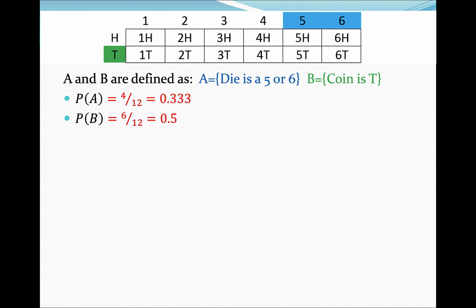The probability of B is basically that bottom row. We already know the probability of getting tails is 1/2, but if we use the sample space here, then the denominator of that probability is, of course, 12. There are 6 outcomes in that bottom row, all those 1T, 2T, 3T, 4T, 5T, and 6T. All of those satisfy getting tails on the coin. So that means we have 6 over 12, or 0.5 as our probability.